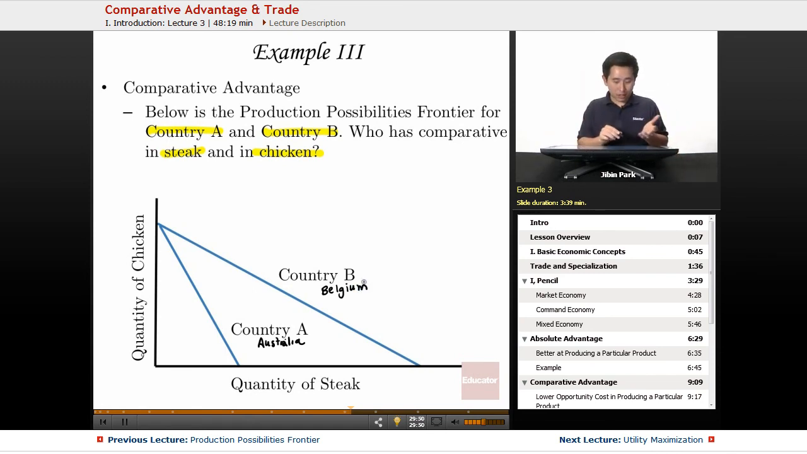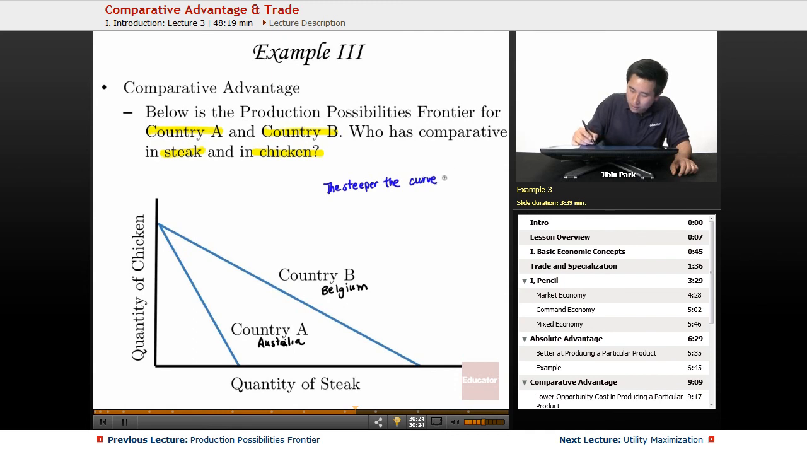Well, if you see here, there are no numbers. So how can I actually do this? You can't set them equal to each other, and it's a little bit problematic. But I want you to be able to tackle this problem without setting the equalities to each other. Use a little common sense and see who has a higher opportunity cost. Use your knowledge of the production possibilities frontier. The steeper the curve, the greater the opportunity cost.